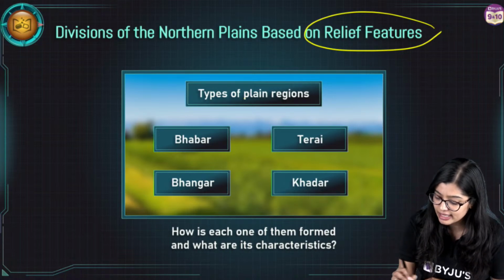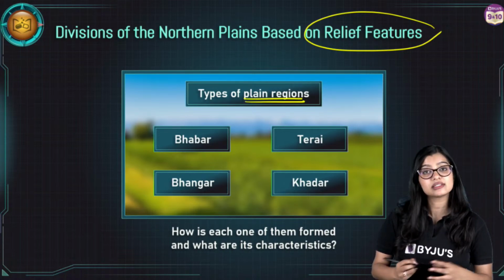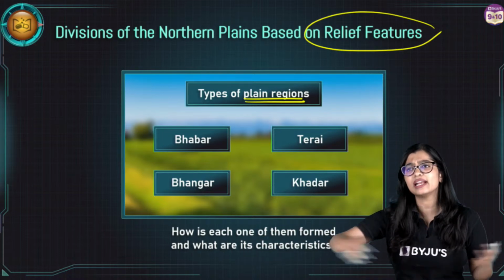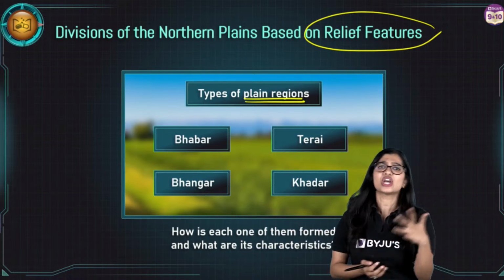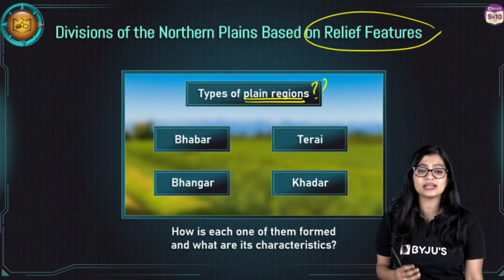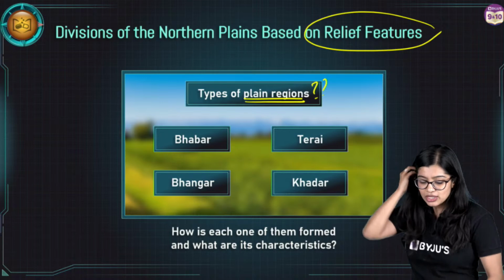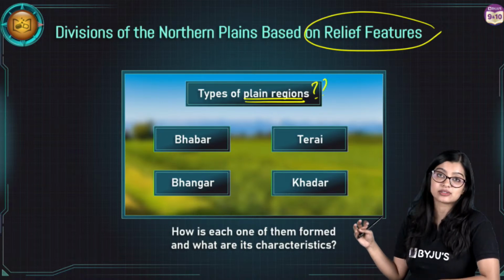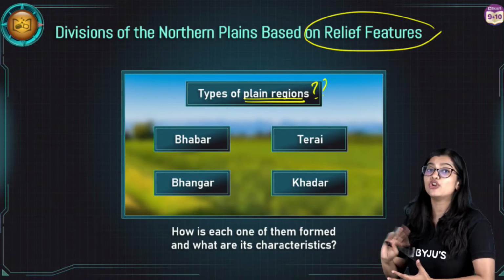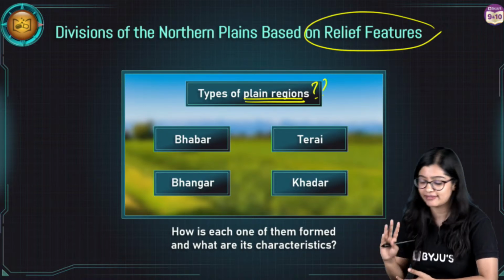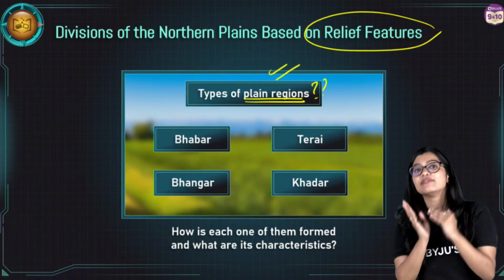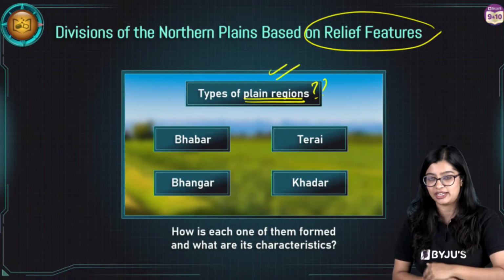So we have different types of plain regions. Just now I told you that the plain regions are flat surfaces, large flat surfaces which are normally very fertile. Then how is it that you are telling me, ma'am, there are some relief features? So if you see the northern plains, although it is flat land with not much variation, that's actually not true. There are some slight variations which we observe, and these are the physical features by which we divide them.